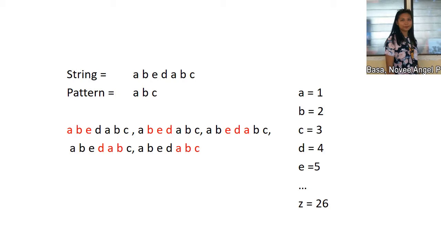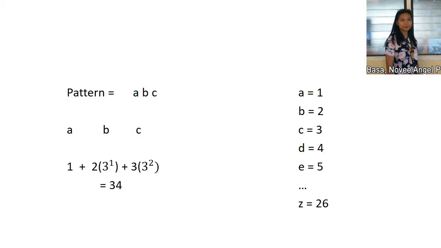Now let's calculate the rolling hash function. Let's say we were trying to calculate a hash for substring of length 3. We have A, B, E, D, A, B, C as a string. The value of A is 1, B is 2, C is 3, D is 4, E is 5, and so on. First is to calculate the hash of the pattern. The value of A is 1 plus the value of B, which is 2 times 3 raised to 1 plus the value of C, which is 3 times 3 raised to 2. We come up with 34.